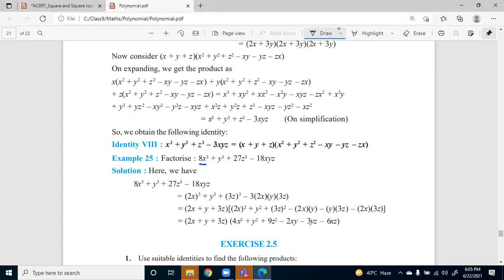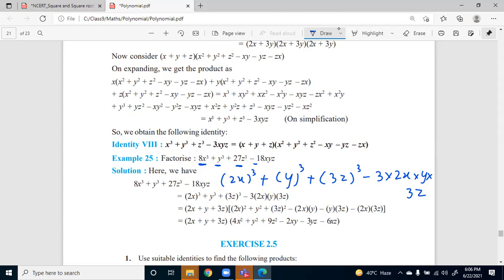So you can see, this is the first term, which is a cubic term. This is a cubic term with positive sign, and there is a negative sign. The first term is the cube of 2x, the second term is y cube, and the third term is the cube of 3z. Now minus, then you have to write minus 3 into x into y into z. What is x here? x is 2x, y is y, and z is 3z. So 3 3s are 9, 9 2s are 18. So that makes minus 18xyz.